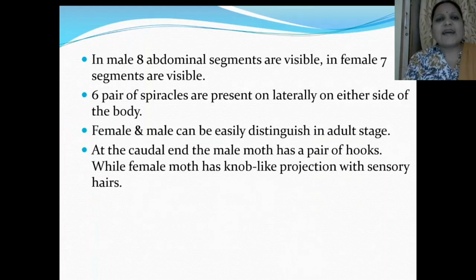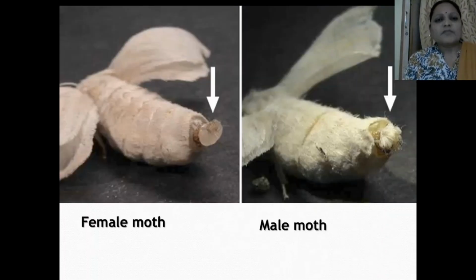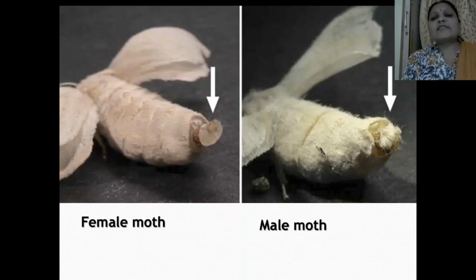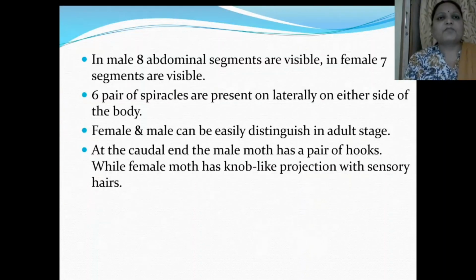Here in this slide, we are able to see clearly the difference between the male and the female moth. In the female, a knob-like structure is present on the last abdominal segment, whereas in the male moth, hooks are present arising from the last abdominal segment. In the male, 8 abdominal segments are visible, whereas in the female, 7 are visible. From either lateral side of the abdominal segments, spiracles are placed.